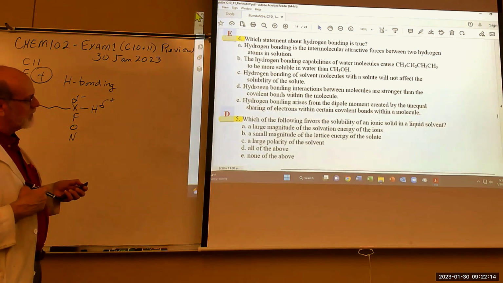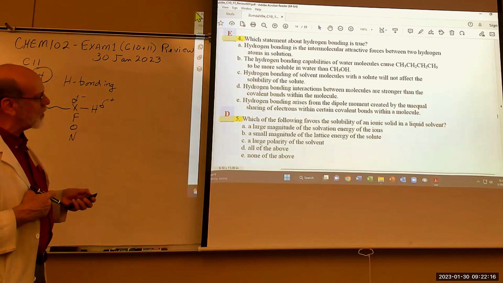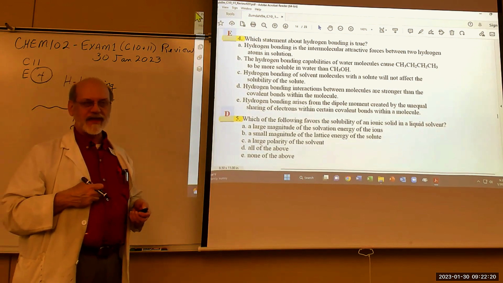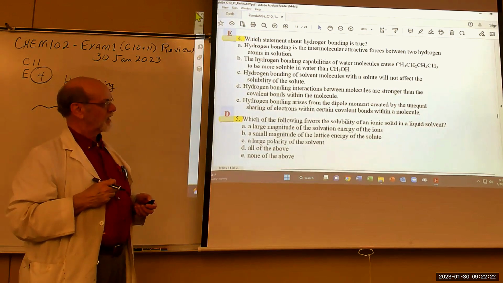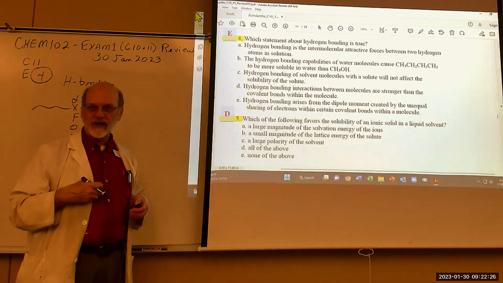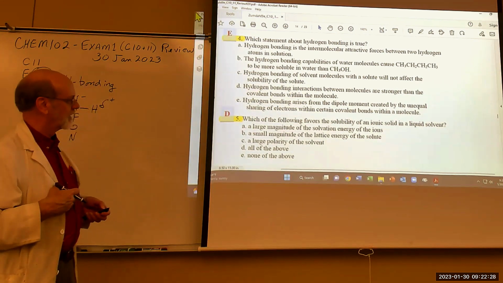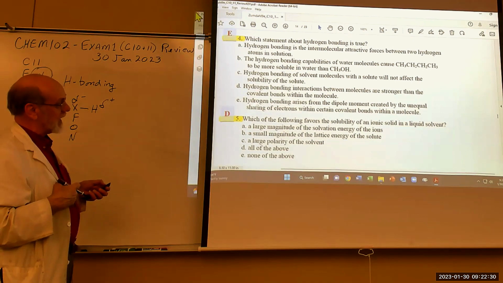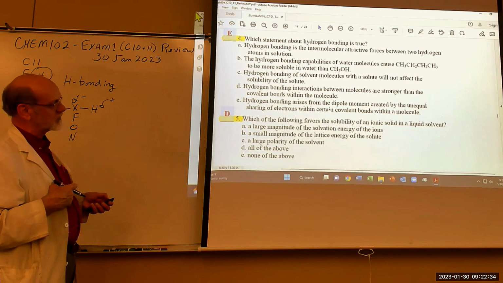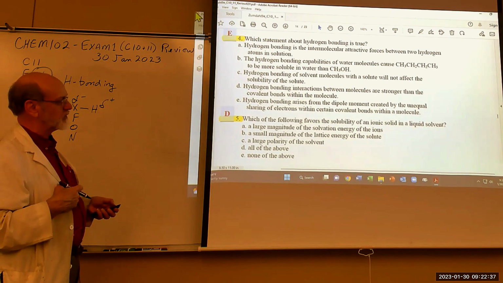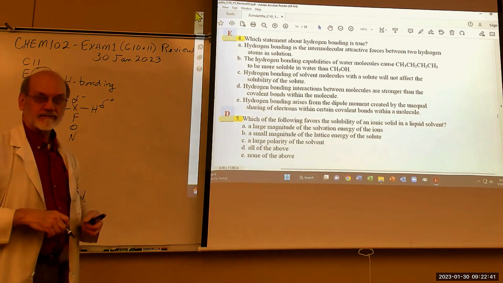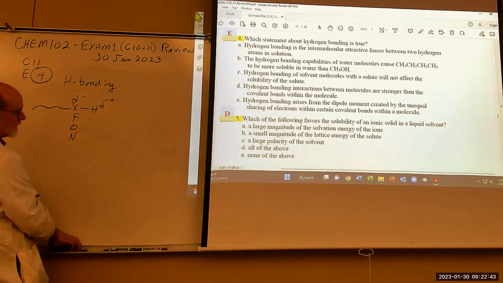How about hydrogen bonding interactions between molecules are stronger than the covalent bonds within the molecules? Well, we know that can't be true. Otherwise, the intramolecular bonds would be ripped apart by the intermolecular bonds. So we're only left with E. Hydrogen bonding arises from dipole moment created by the unequal sharing of electrons within certain covalent bonds within a molecule. That's as close as we're going to get in this series of statements. So E is it.